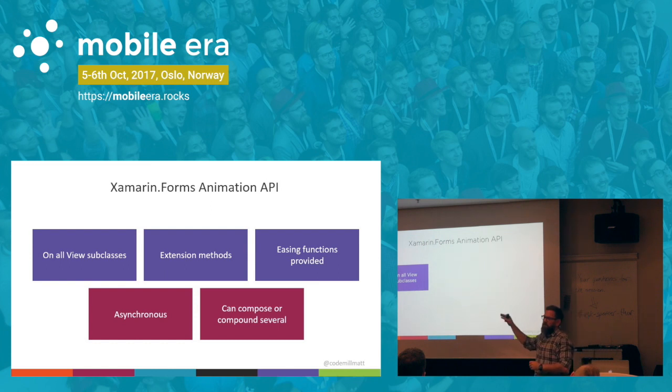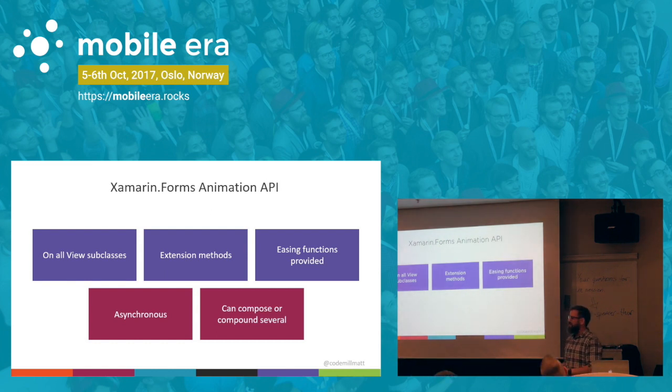All those work on every single view subclass in Forms, meaning they work on every single control that you have. They're implemented as extension methods in .NET, and there are also easing functions provided, meaning we can bounce something in, or do a sine in and sine out where it speeds up, slows down, and speeds up again. They're asynchronous, so we can use async await and don't have to block the UI thread. And we can compose or compound several. What I mean by that is we can run a fade and a scale and a rotate all at the same time, and we can run them on different views at the same time as well. So let's change our UI to start using these.